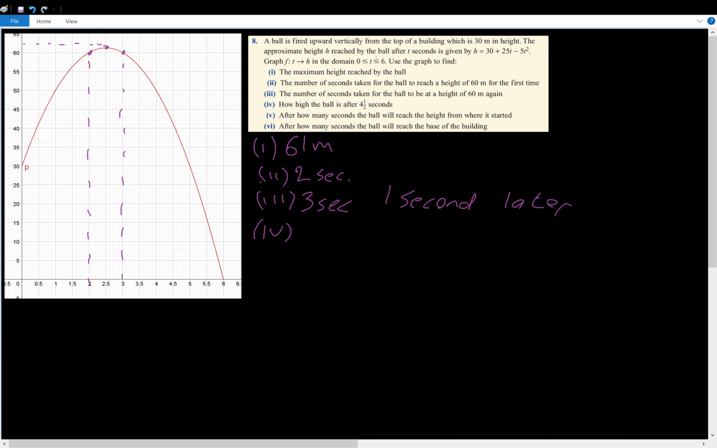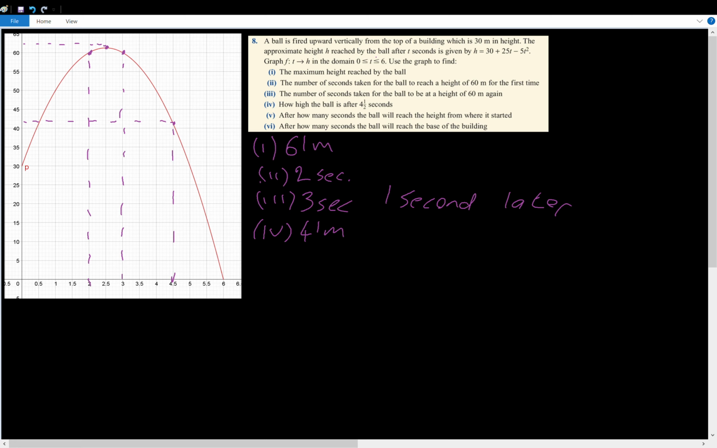For part 4, we're asked how high the ball is after 4.5 seconds. So 4.5 seconds means we're going to go to our x-axis because that's where we've got our time represented. And we've got 4.5, which is just here. And then we follow that line up to the graph. And we get to a point just here. And then we're going to follow that line over to the y-axis. And we're going to get a height of about 41 meters, approximately. So we get about 41 meters out of that.